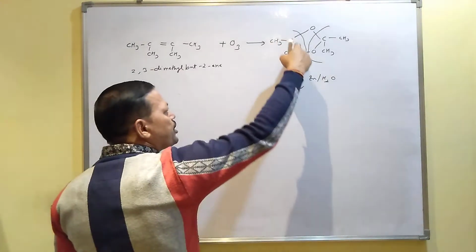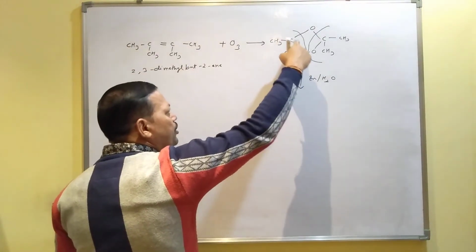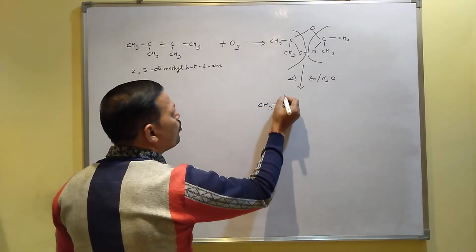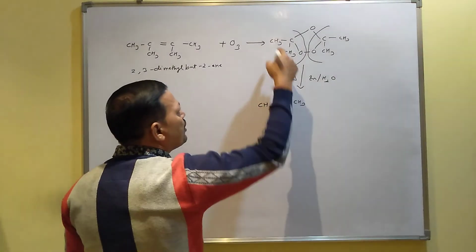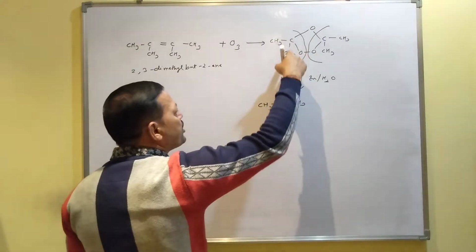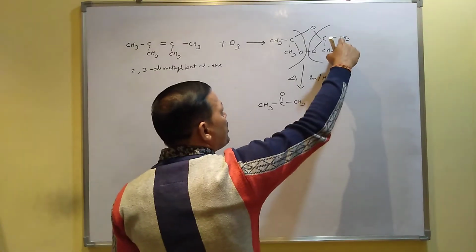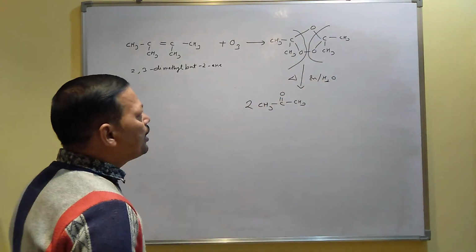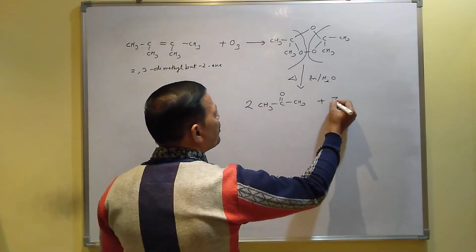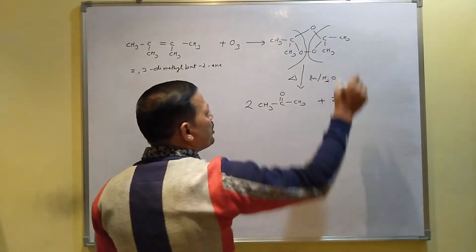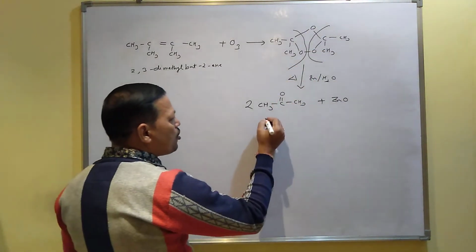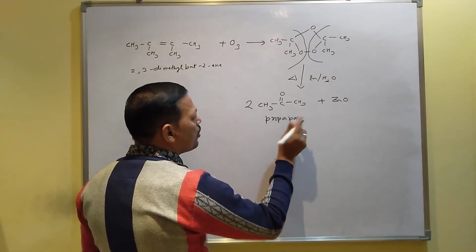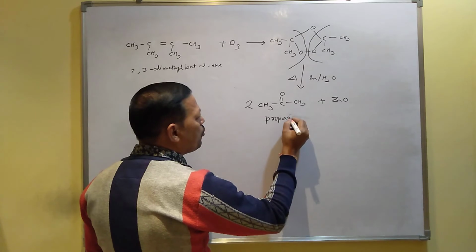And this carbon oxygen bond, it is a single bond, now it will convert to a double bond. Ultimately you will get the product CH3 C double bond O CH3. Similarly this one, CH3 C double bond O CH3. I mean 2 molecules of ketone you will get, and the side product you will get is zinc oxide, as zinc combines with oxygen. This compound is called propanone. It's a ketone compound, that's why it is called propanone.